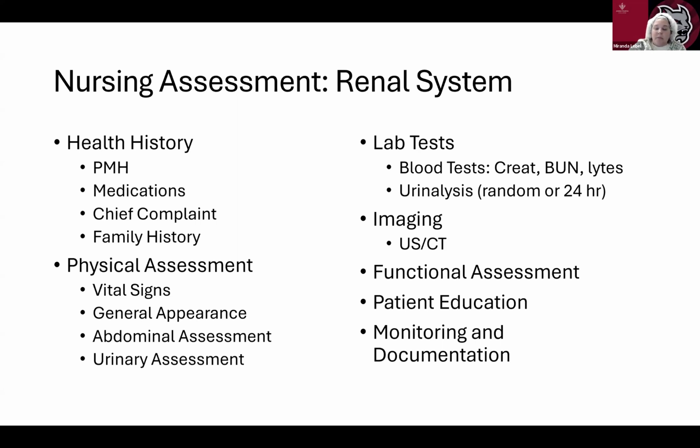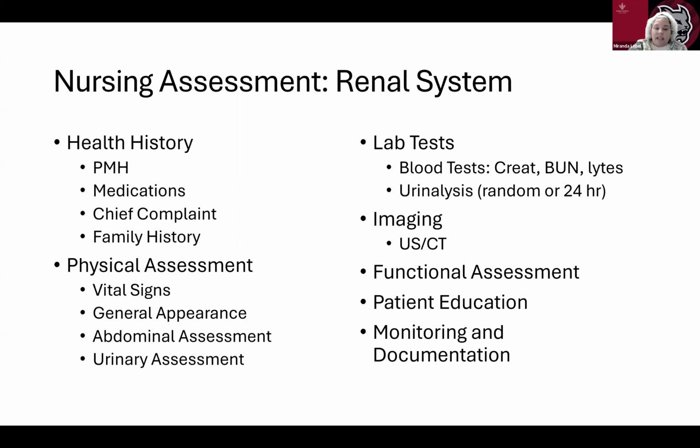Are there any conditions like diabetes, hypertension, UTIs, kidney stones, previous kidney disease? Are the patients taking any medications? So, nephrotoxic medications include NSAIDs and certain antibiotics, and any medications affecting blood pressure or fluid balance will also impact the kidneys. And then we want to get some family history. Are there any familial kidney diseases or conditions that could affect renal health?